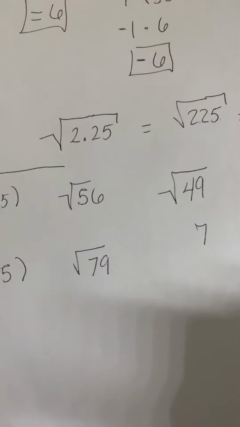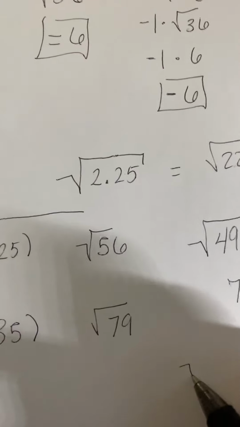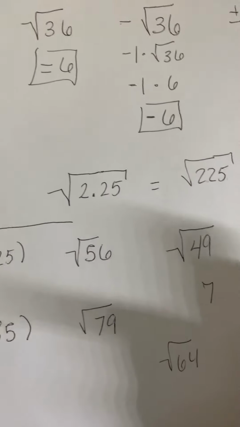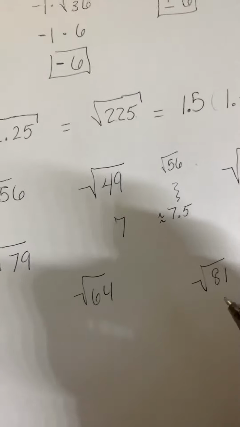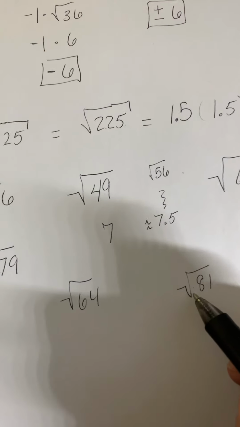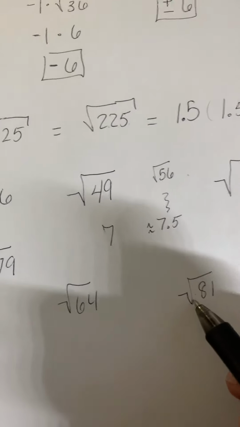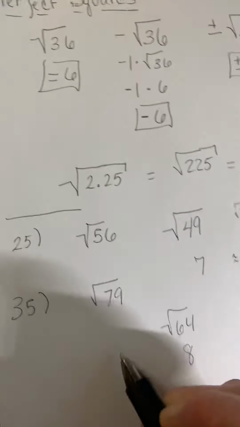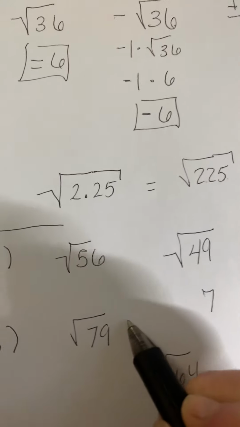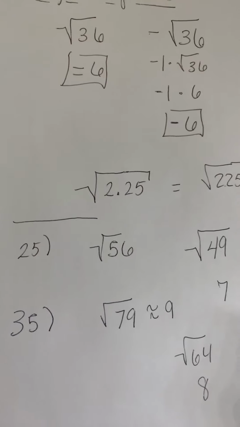again, I want you to think about what two perfect squares it is between. It's between the square root of 64 and the square root of 81. And wouldn't you say that it's closer to the square root of 81? So it's closer to being 9 than it is to being 8. So that's why we would estimate the square root of 79 to be approximately 9 as its whole number.